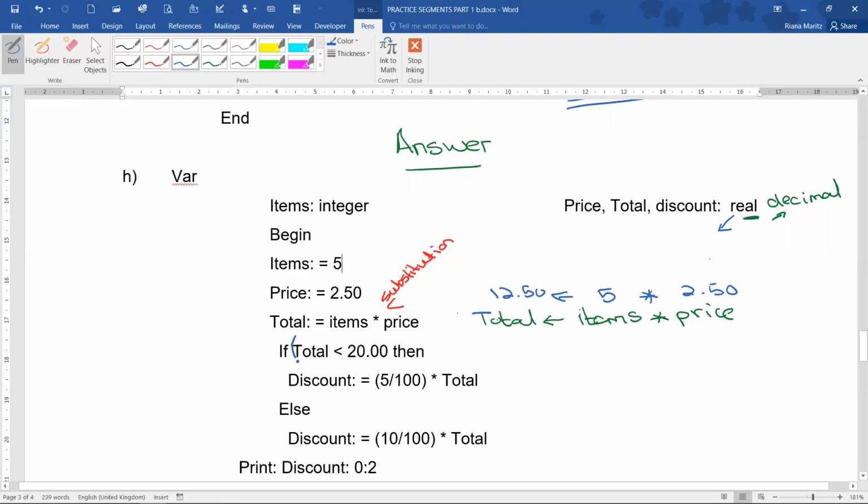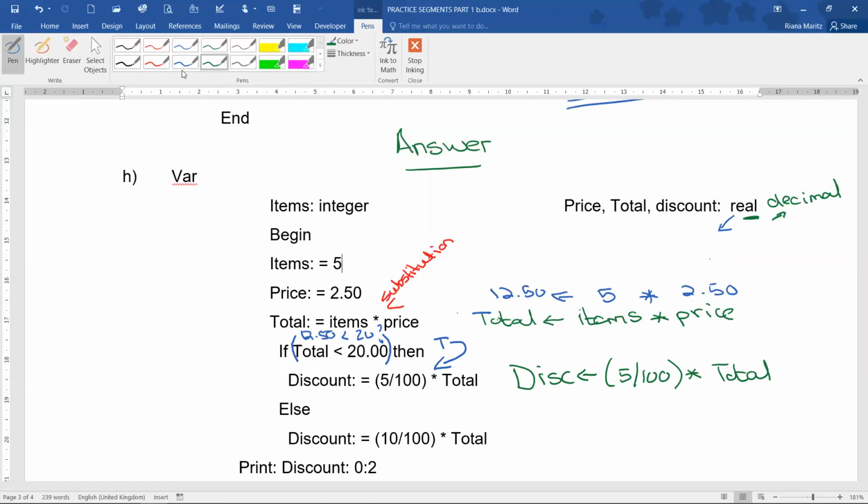Now you have to make a decision. If the total is smaller than 20, is $12.50 smaller than 20? Yes, it's true. Now we know if it's true, we have to use the step directly after. Again, we are going to do substitution. So we do a rewrite. I'm going to abbreviate, save space and time. 5 divided by 100, multiply with total.